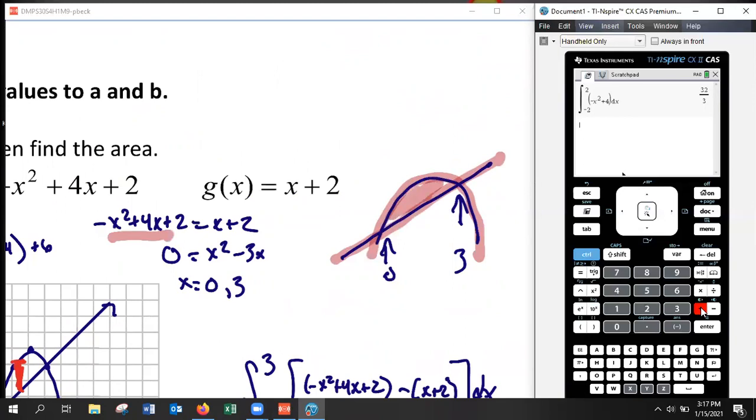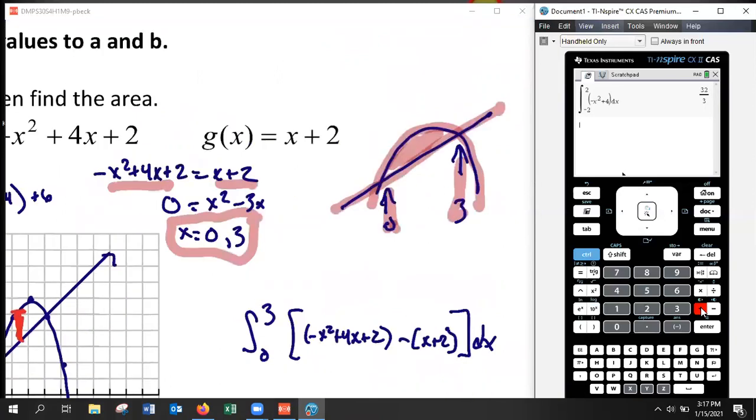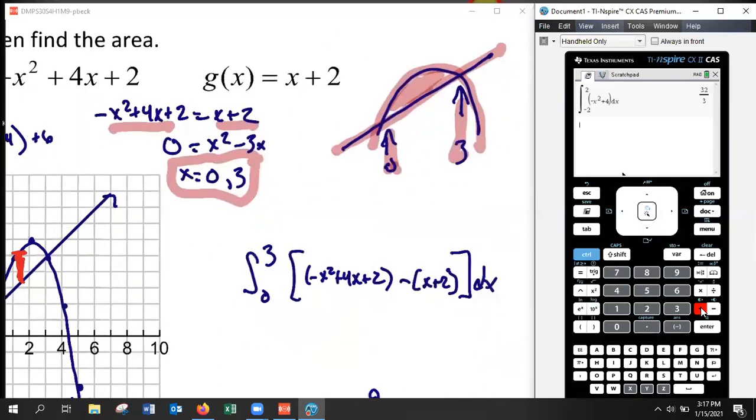So we can assume that's what we're looking for. We could set the two equations equal to each other to figure out the x coordinates of intersection, which is what I have here. And then how do I know which one is the upper function and which one is the lower function? Let's choose a value between 0 and 3 and say, okay, what is f of 1? F of 1 is -1 plus 4 plus 2, which gives me 5.